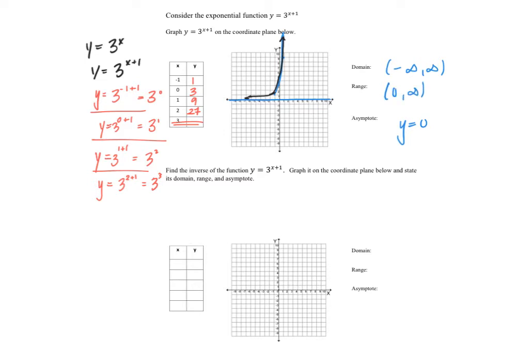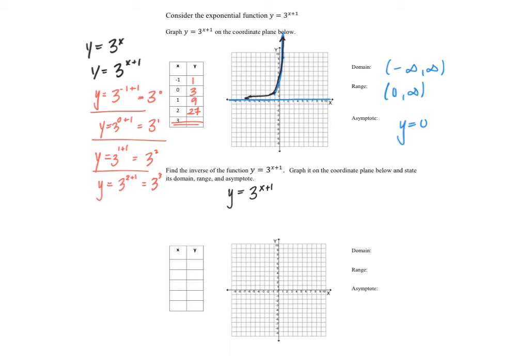All right. Step 2, find the inverse of the function. Graph it on the coordinate plane below. State its domain and range. Let's think what we did on the last one. Finding the inverse function. So here's my initial function.